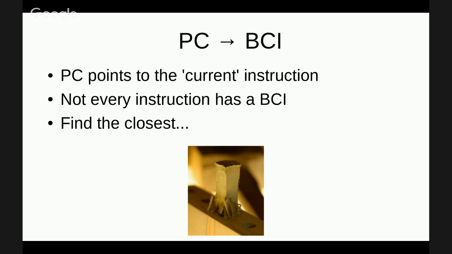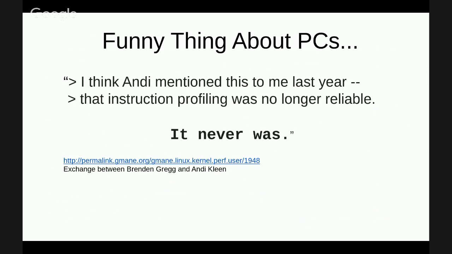So again, we find the closest PCI to the program counter, and then from that bytecode index, we try and find the closest line of code. So it's a bit of an approximation game. There's a funny thing about program counters.